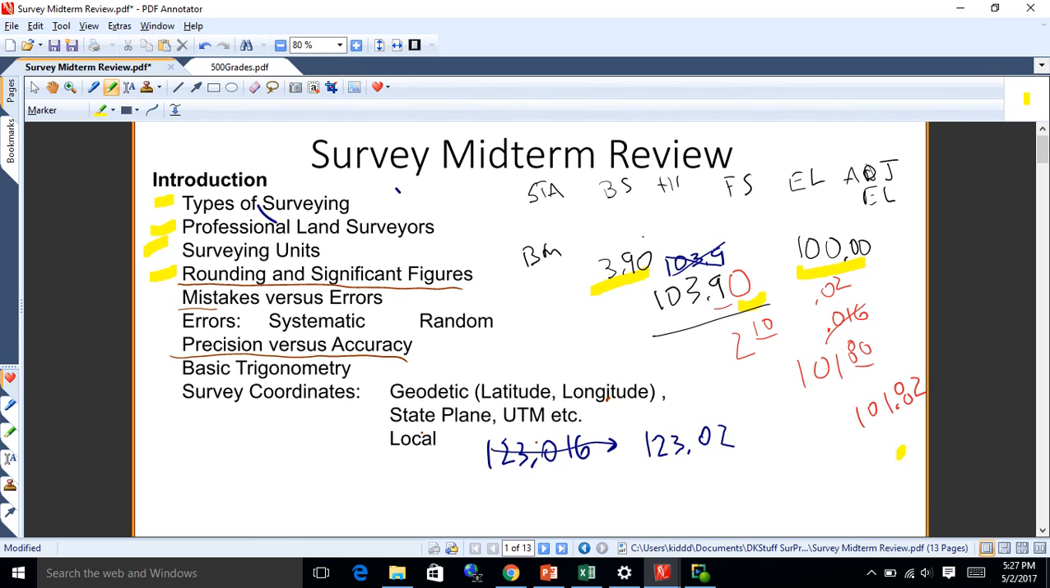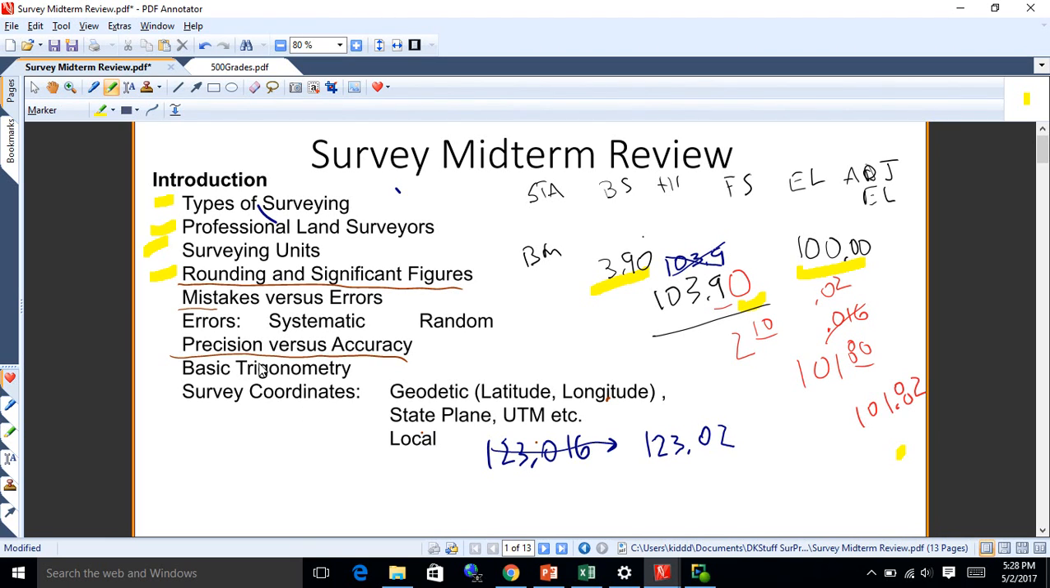Mistakes versus errors. Mistakes are blunders, things you shouldn't do. Errors are a normal part of surveying where you have things that happen that make your measuring less than perfect. Errors always occur when you're surveying. They can be systematic or random. Systematic are always positive or always negative. They add up or subtract up, I guess you could say. Whereas random errors, some positive, some negative, will tend to kind of even out over time. Systematic errors don't, they accumulate.